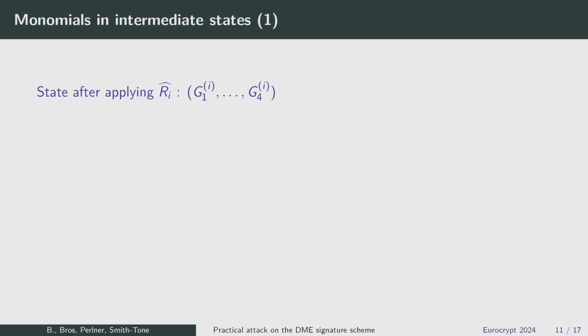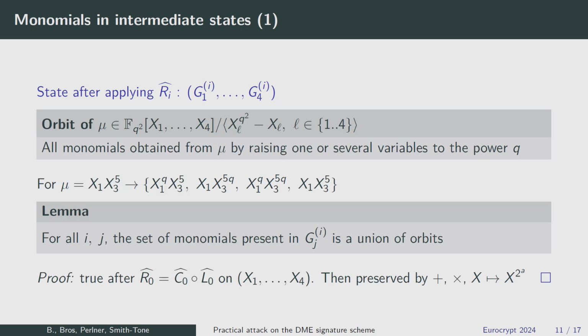So obviously this state is private except for i equals 3, because for i equals 3 we recover the public key. And so to study these monomials, I will introduce a definition. What I call the orbit of a monomial mu is the set of all monomials I can obtain from it by raising one or several variables to the power q, one or several times. And this set will be finite because I will consider all the representatives of my monomials in this very same quotient ring. So in particular, I cannot raise to a power of q endlessly.